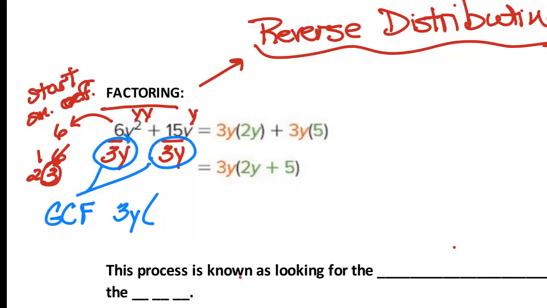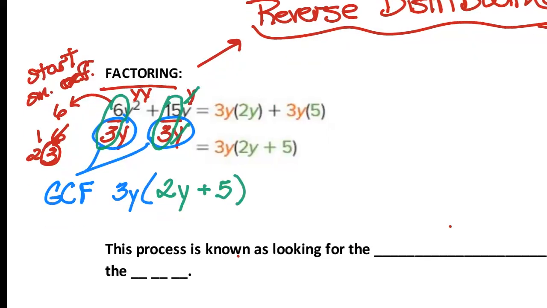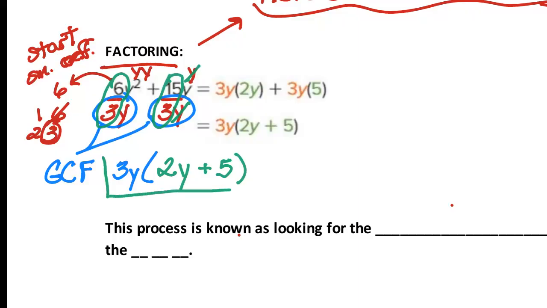So 6 divided by 3 gives you the 2. Y to the second divided by y, you had 2 y's. You are taking away 1, so you have 1 y left. All right? Plus, then you take 15 divided by 3. That gives you the 5. And you had 1y divided by y itself. Well, if you take away that 1y, you don't have anything left. So your factoring is 3y times quantity 2y plus 5.